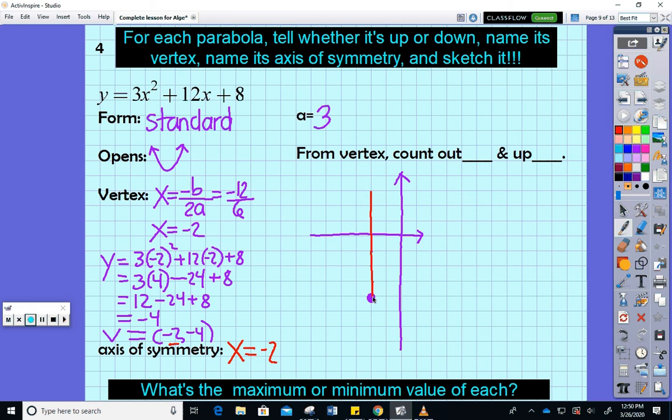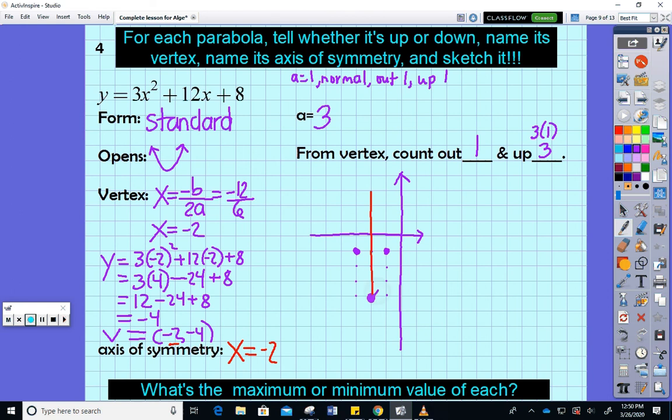Now, I'm going to count an a value of 3. Remember, a equals 1 is normal. Normal means go out 1 from the vertex, up 1. Well, I'm going to go out 1, up 3 times what's normal. So I'm going to go up 3 from the vertex. So out 1, up 1, 2, 3. Out 1, up 1, 2, 3.